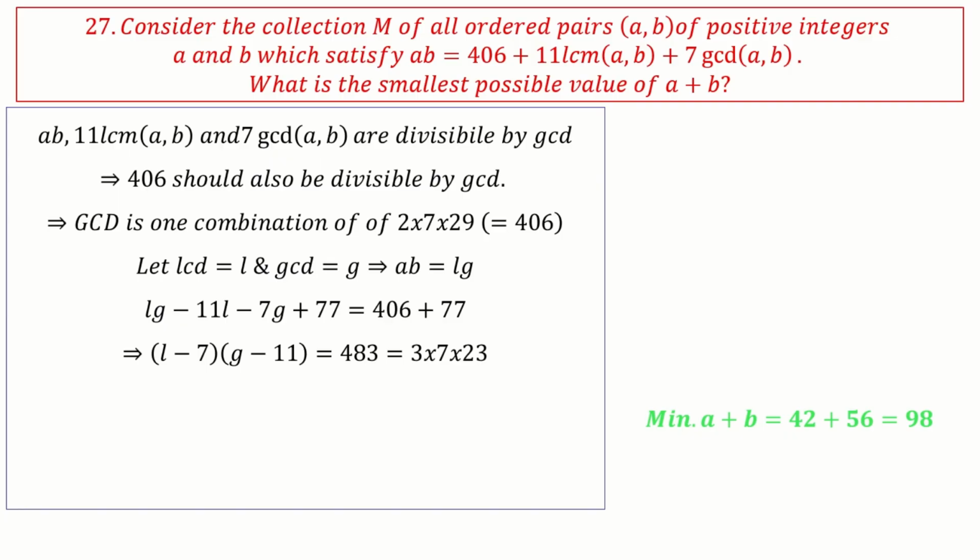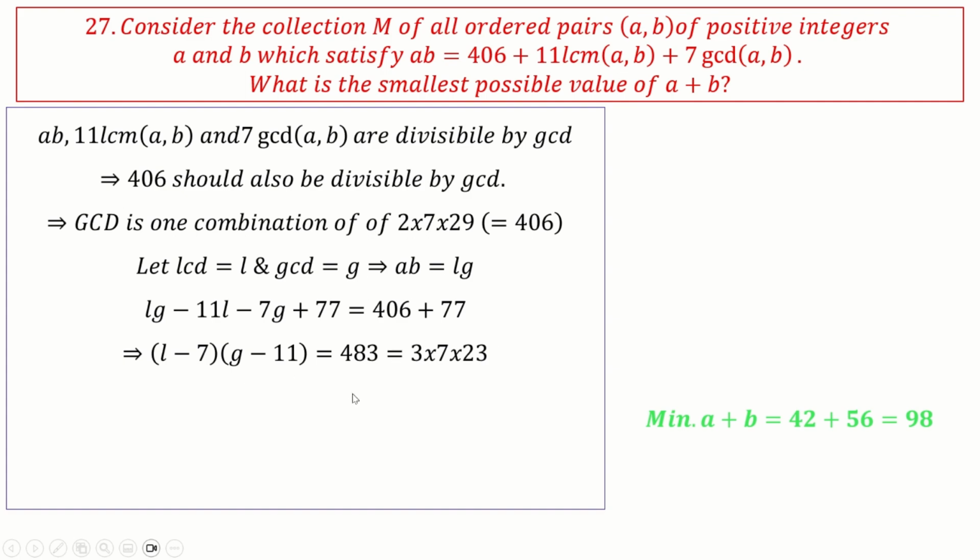Now this is very simple. How can I find the G value? G minus 11 should be some number from this combination, and from that I can get G. So if I see here, the only possibility I can see is G minus 11 should be equal to 3. Then G will be 14. 14 can come from 2 into 7. No other value is possible in this.